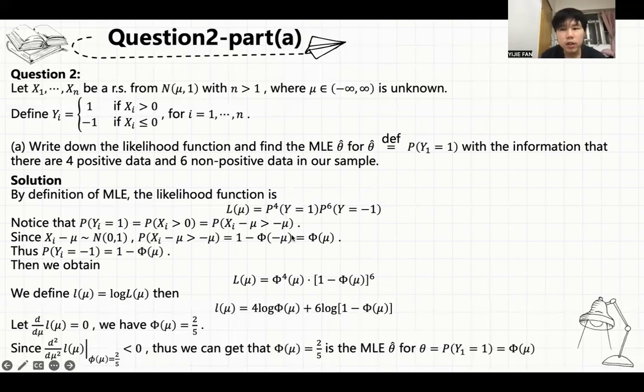Okay, and by the property of the standard normal distribution, we could transfer the property y, which is equal to -1, which is equal to 1 minus 5 mu. So we obtain the likelihood function and define L mu, which is equal to log L mu.